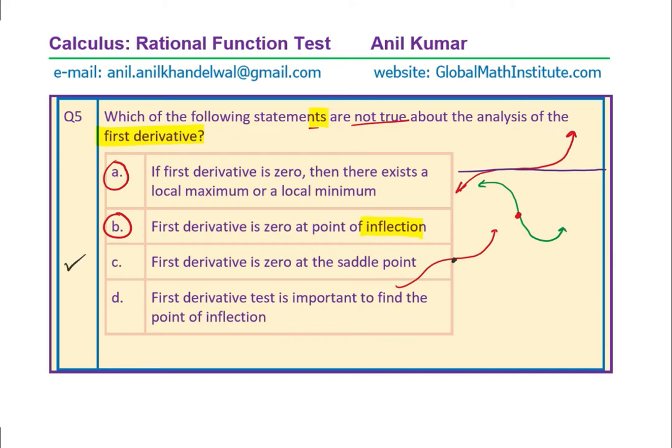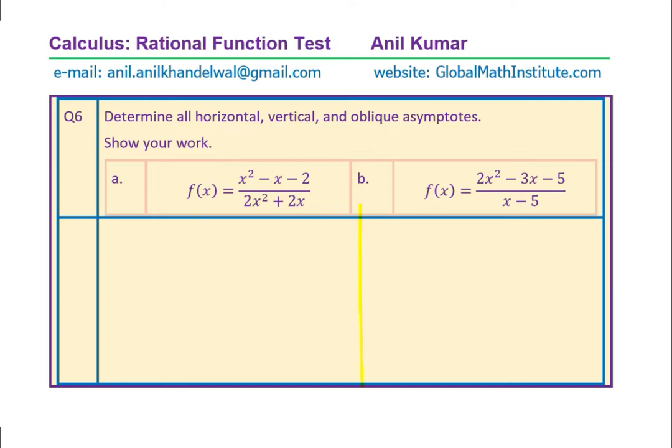D. The first derivative test is important to find the point of inflection. Not at all. It is the second derivative which is important, right? So these three statements are actually incorrect. Only one statement is correct. So I hope that serves a good purpose. We are ending our multiple choice questions. This was a very tricky question indeed. Let's look into question number 6 now.